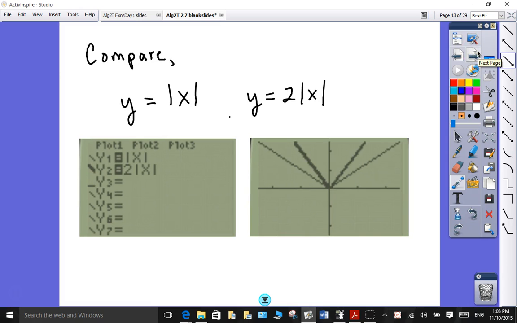So the last thing we've got to figure out is, we know what happens if you have a negative a, but what happens if a is not 1 or negative 1? So this is comparing the absolute value of x with 2 times the absolute value of x. So what did it do to the graph? By multiplying it by 2, it actually made it narrower, right? What it's doing is making the y values go up faster, which is called a vertical stretch.